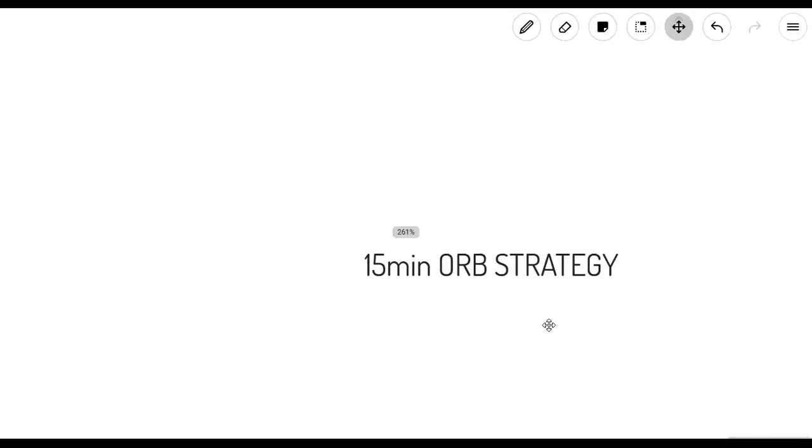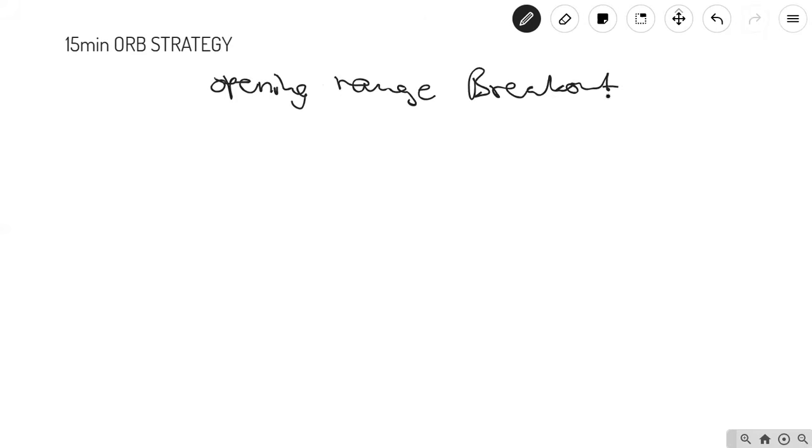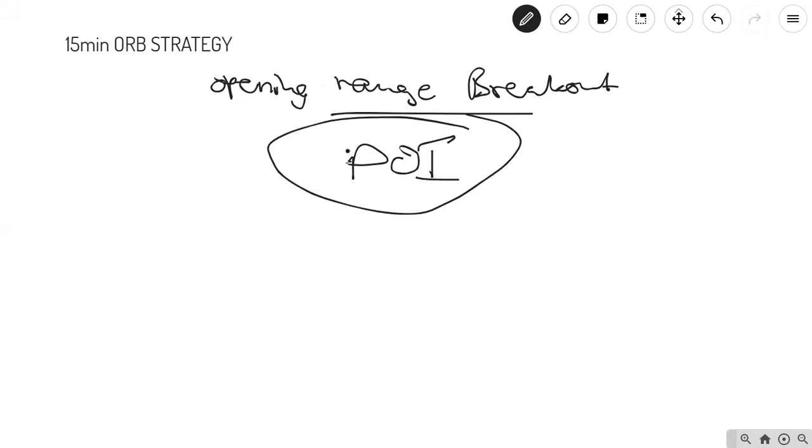All right, so what is the 15 minutes ORB? ORB stands for opening range breakout, okay? So we are trading the opening range of the session, and we use that opening range as our POI, meaning we are using this opening range as our point of interest for us to trade the rest of the session, right?